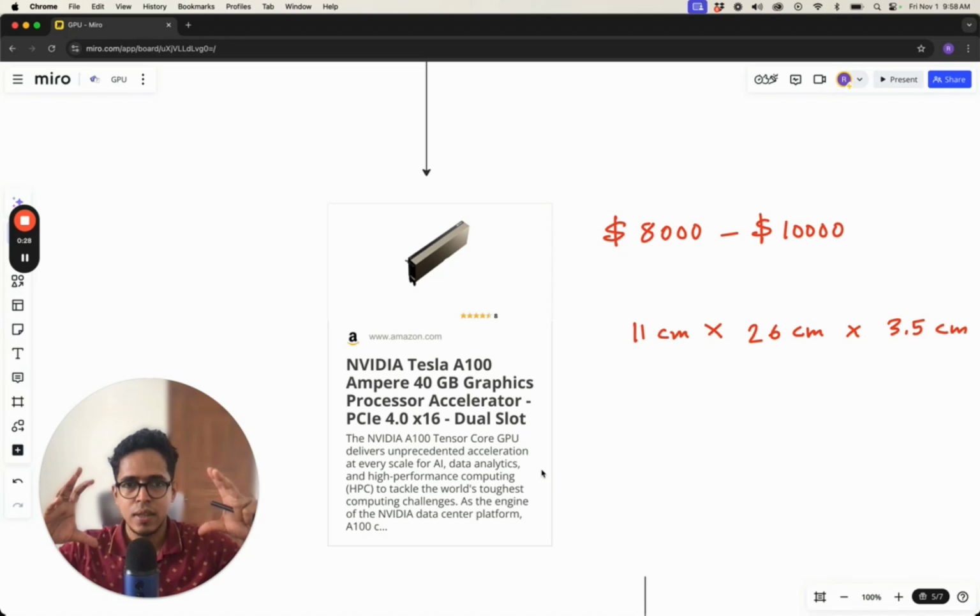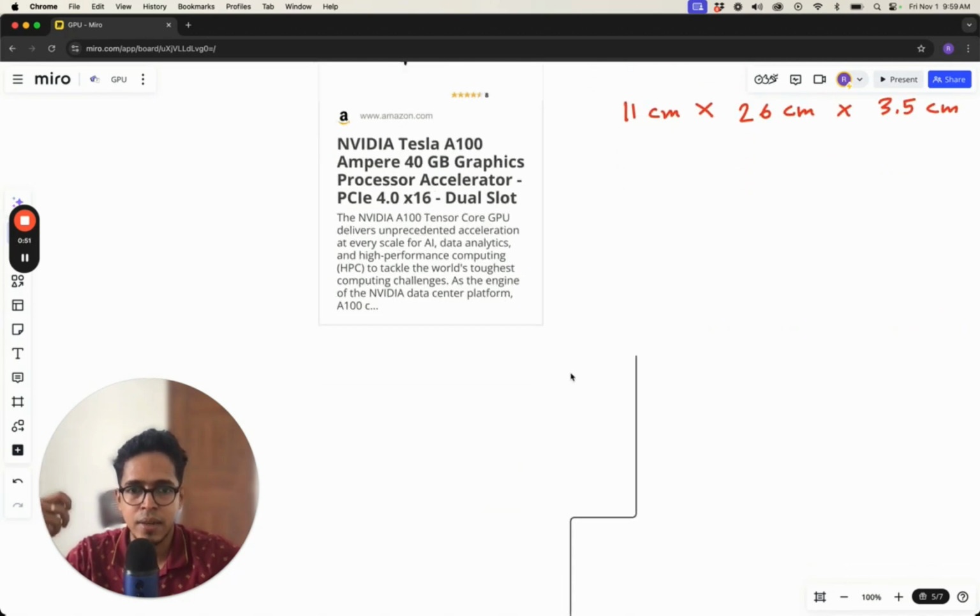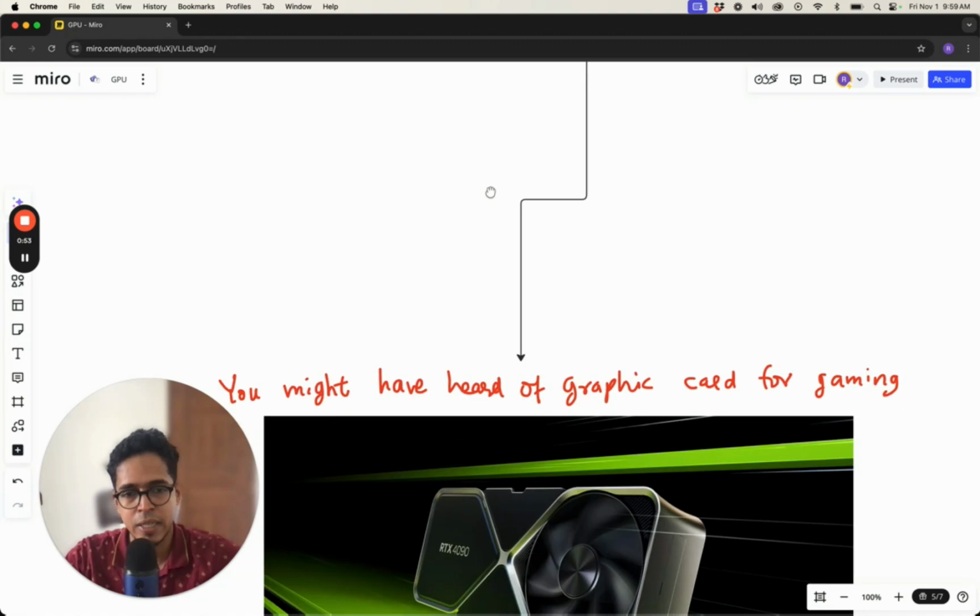So it's not a giant unit. It's not something that fills a room. Many people may have such a visual about the GPU, maybe because they have not seen it. And this particular unit is like $8,000, $10,000. You can buy it on Amazon also. So this is an example of a GPU, but there are more powerful GPUs. The GPUs that we are talking about today in large language model training are maybe $10,000 to $40,000.